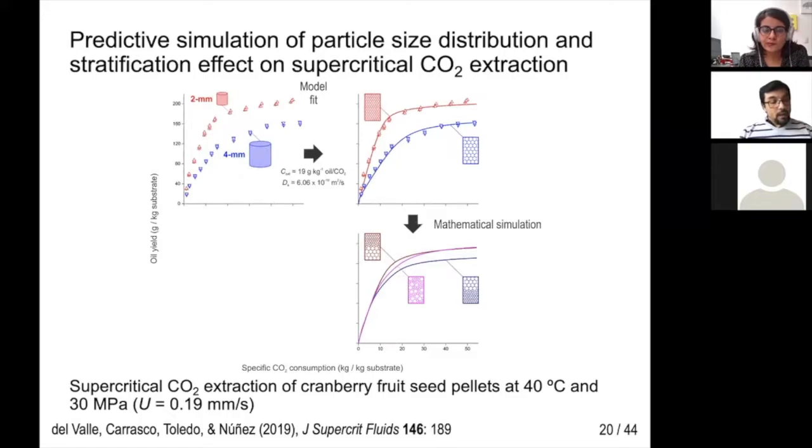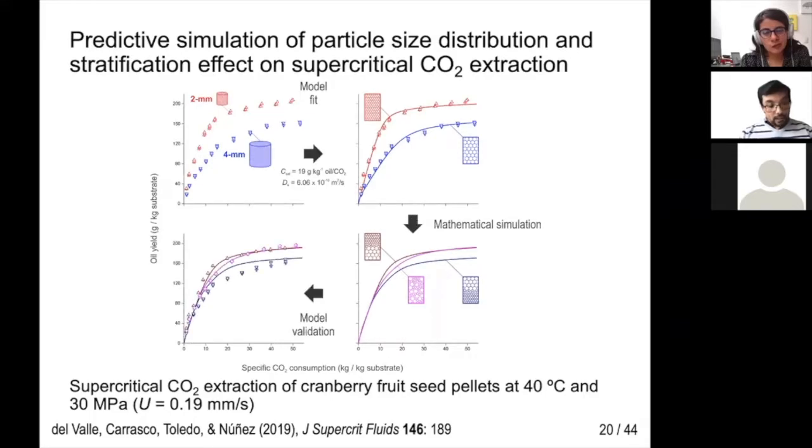We then simulated the extraction of 3 packed beds of a 1:1 mixture of small and large pellets: first with large particles at the inlet of the extraction vessel, in brown; second with randomly distributed particles, in pink; and third with small particles at the inlet of the extraction vessel, in dark blue. When the simulated cumulative curves were compared with experimental data, we again concluded the predictive nature of the model.